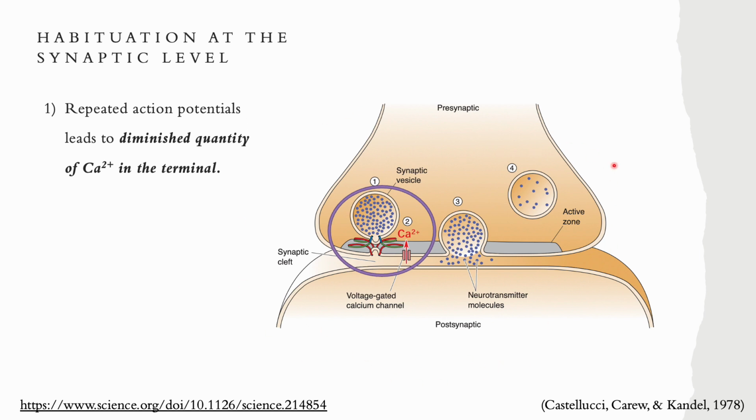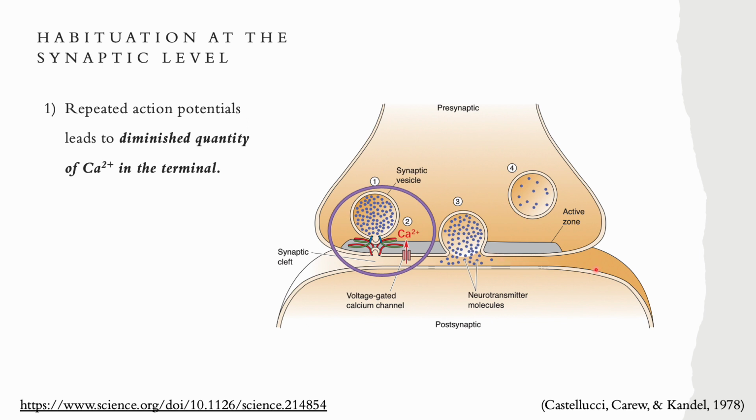But in this image, we're going to be able to walk through the different things that are occurring during habituation. So first, we know that repeated action potentials from repeated siphon stimulation could lead to a diminished quantity of calcium in the terminal. Now remember, calcium is super important during exocytosis, the process in which these neurotransmitter-containing synaptic vesicles are brought down to the synaptic cleft where they will release neurotransmitters into the synaptic cleft.